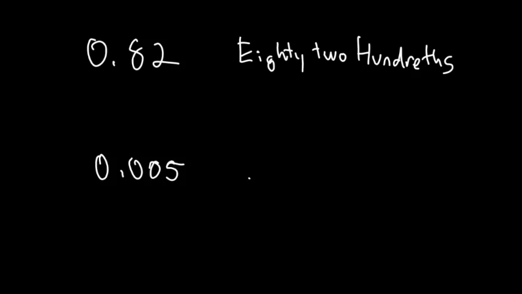Next I got the 5. So I write a 5. And then I look at the place value, tenths, hundredths, thousandths. So 5 thousandths.